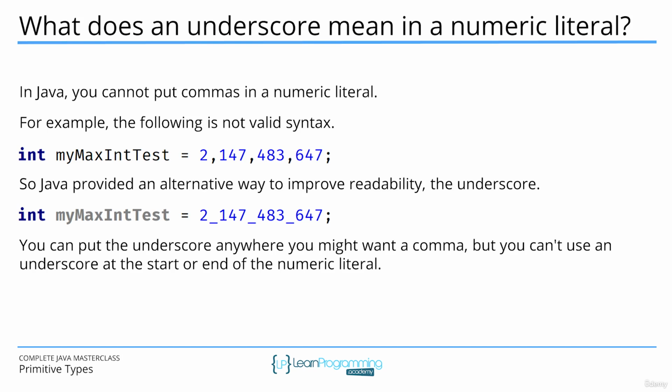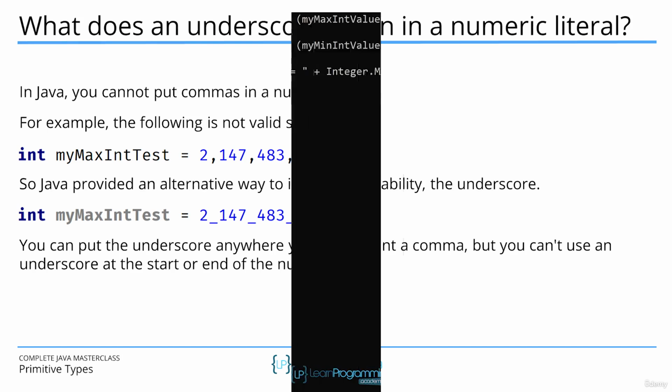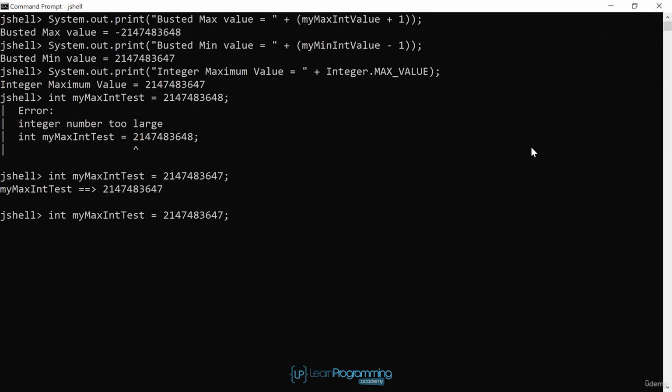So let's walk through what that looks like in JShell. So we'll press the up arrow key to display the previously typed in code. Then we'll add the first underscore before the last 3 digits. We'll add another underscore before 483, and then the last one we'll add after the first 2. So you can enter it in that format if that's easier for you to understand and to read at a glance.